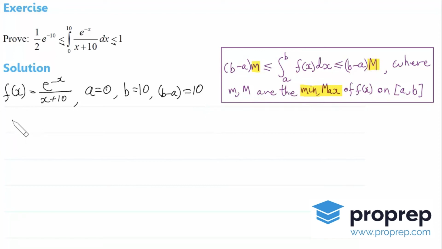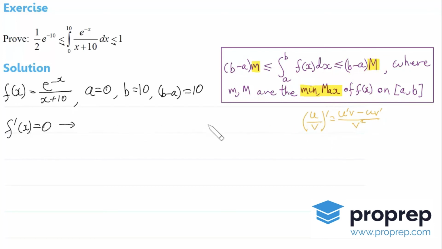The way we find the extrema is first we look for derivative equal to 0, and it has to be in the interior between 0 and 10. And let's see, we have to differentiate a quotient. Better write the quotient rule quickly. U is e to the minus x, v is x plus 10.